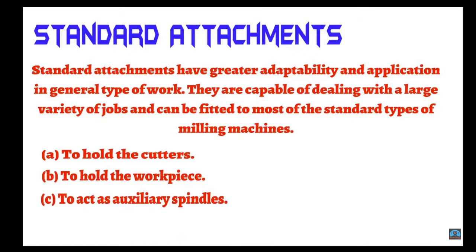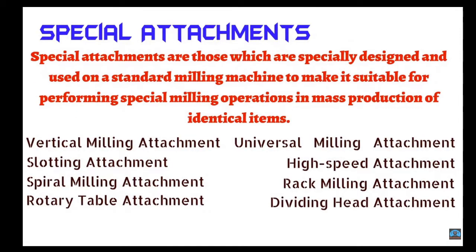Standard attachments are used for general types of operations in a milling machine. These standard attachments can be fitted on most of the milling machines and they have more versatility so that they can be used for a large variety of operations. These standard attachments are used for holding the milling cutters, holding the work pieces, or sometimes they are also used as auxiliary spindles. Next is special attachments.